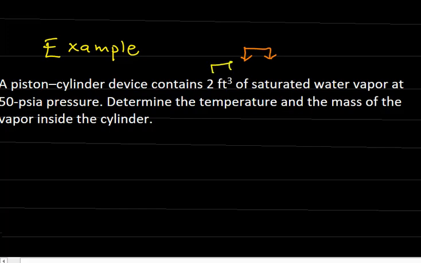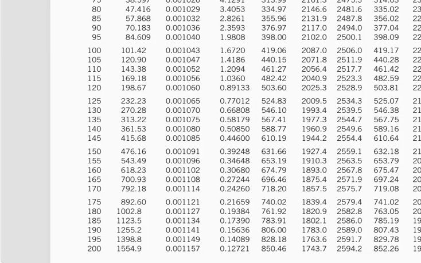A piston cylinder device, and the pressure is 50 psia. Now determine the temperature. So we're going to go to the pressure table of this saturated water, then we read the temperature. So the solution: the very first thing we're asked to evaluate is the temperature. Let's go there.